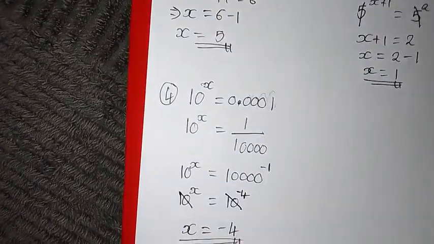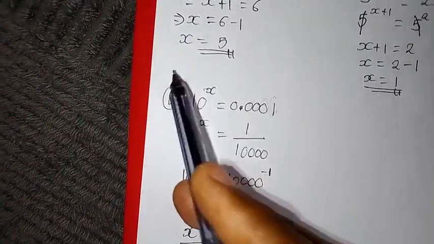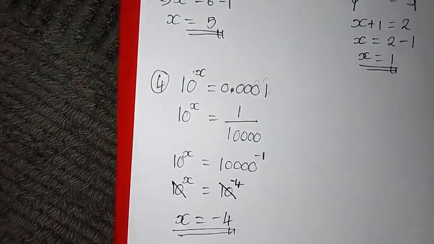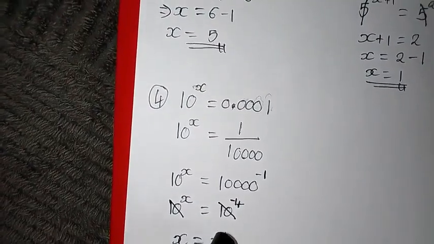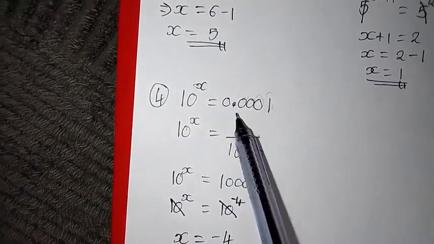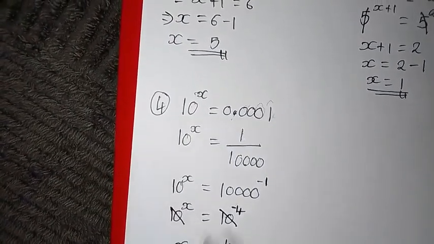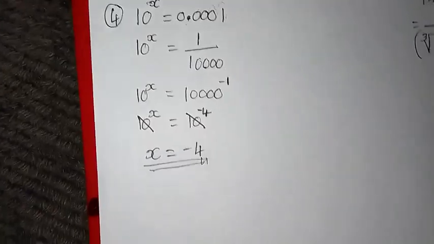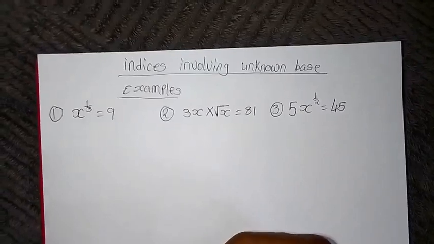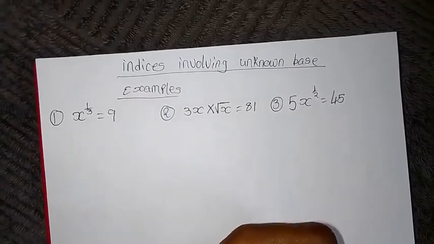So if we were to put negative 4 here, when we expand it, it will be 1 over 10 power 4, and when you expand the 10 power 4, it will give you 10,000, and when you divide it, it will take you to 0.0001. So let's go to the next subheading: indices involving unknown bases.